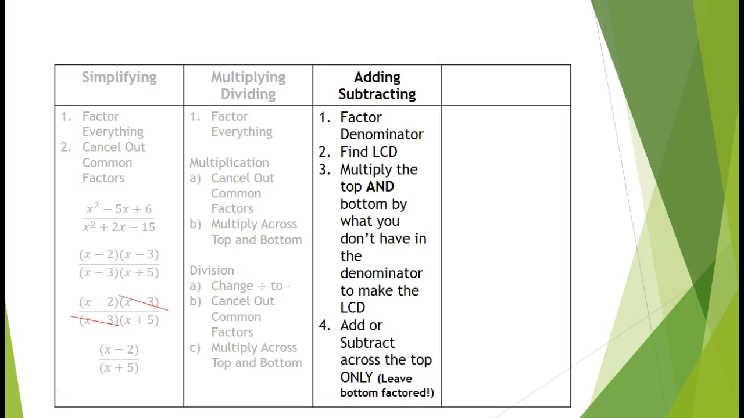Now, what about adding and subtracting? Well, in this case, we factor only the denominator, and then we use those factors to find the least common denominator, or the LCD. We multiply the top and bottom of every expression by whatever you don't have in the denominator to make the LCD. And then we add or subtract across the top, combining like terms as we go. We leave the denominator factored. Let's look at an example of this.